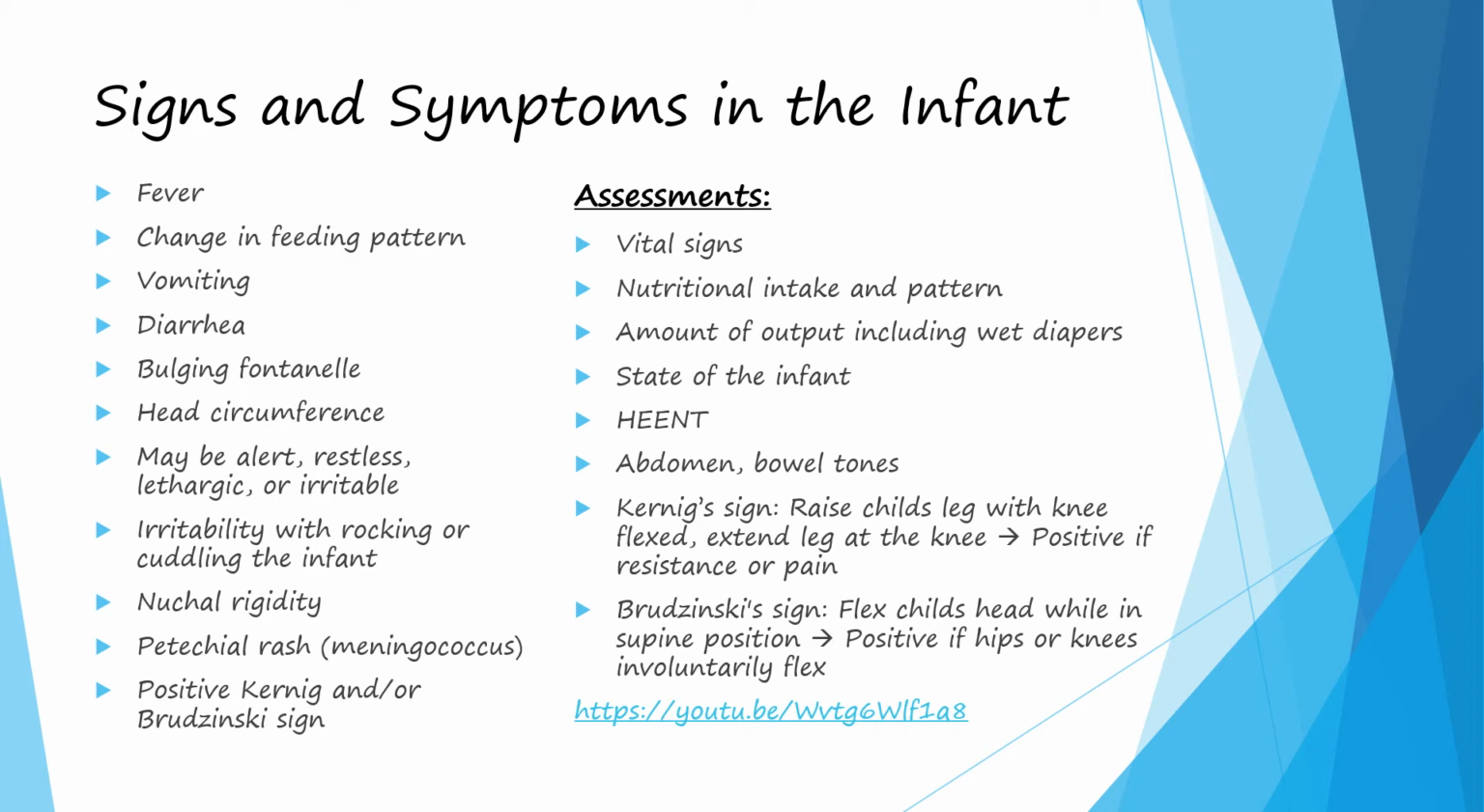The infant also may be irritable with normal comfort measures like rocking or cuddling, and this can be a telltale sign that something's wrong. They also might have nuchal rigidity, so this is when their neck is very stiff, and it's because of all the inflammation in their brain and their spinal cord. If you try to move their head or flex them at all, the whole body will kind of move. They also might have a petechial rash, and this usually happens when the cause is meningococcus. And they also could have a positive Kernig and or Brudzinski sign.